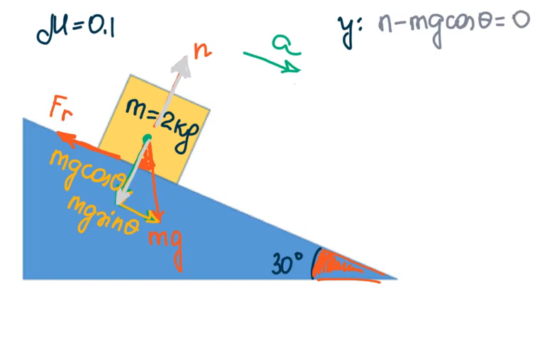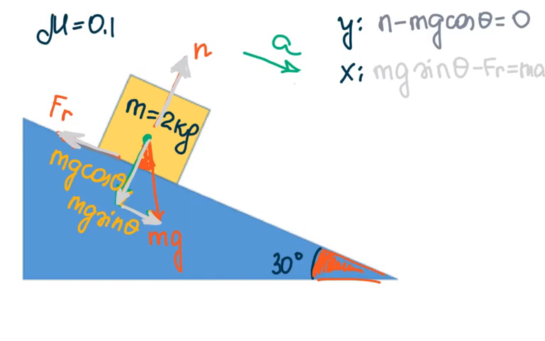So for the next one, it's the x-axis, and on the x-axis I have the friction force, and I have mg sine. So I chose the acceleration direction positive, so mg sine is positive. I have mg sine theta minus the friction force is equal to ma.